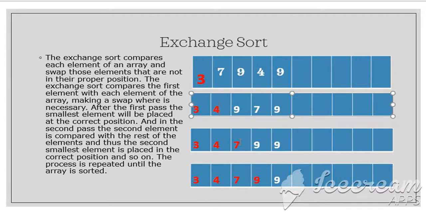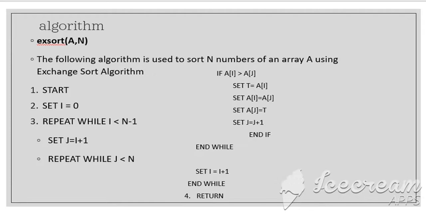Okay. Hope the concept is clear. And next we can move on to the algorithm. So here, this algorithm is used to sort n numbers of an array A using the exchange sort algorithm. We start, and set I equal to 0. We set I to 0 and set up a loop: I less than n minus 1.